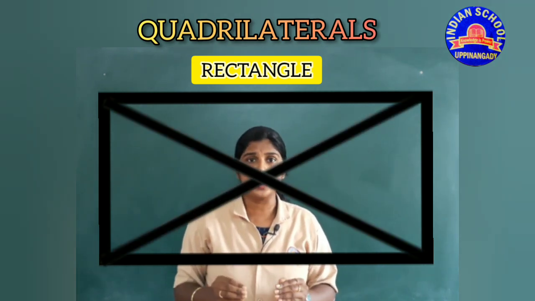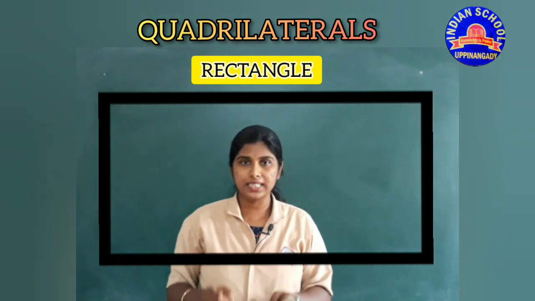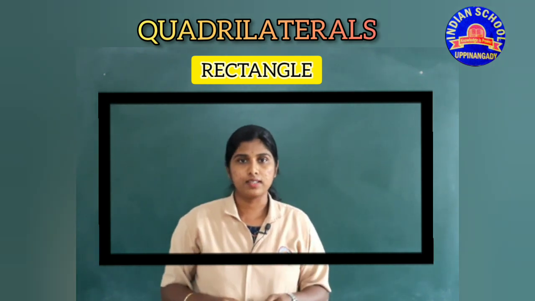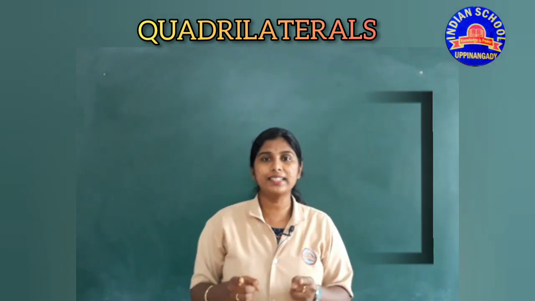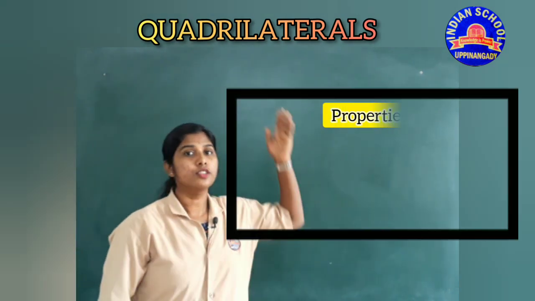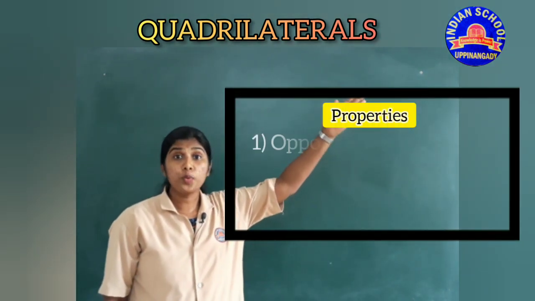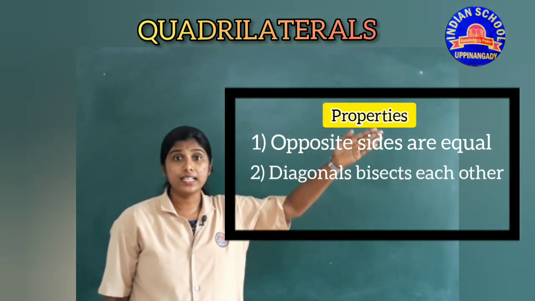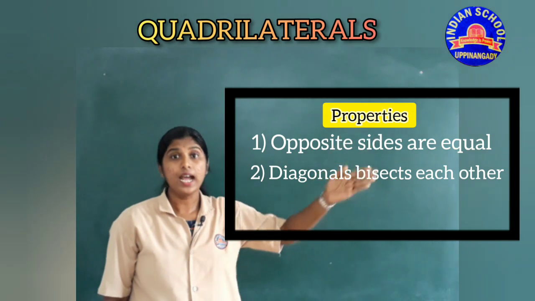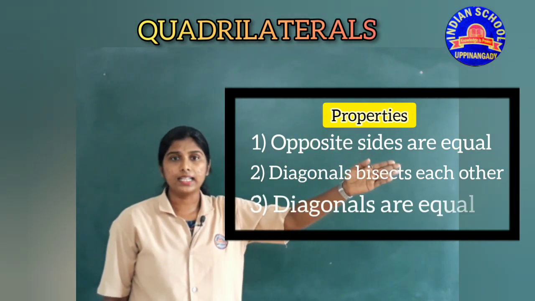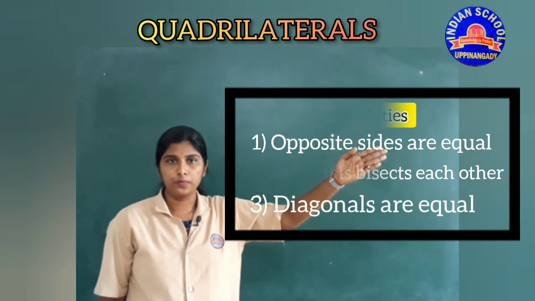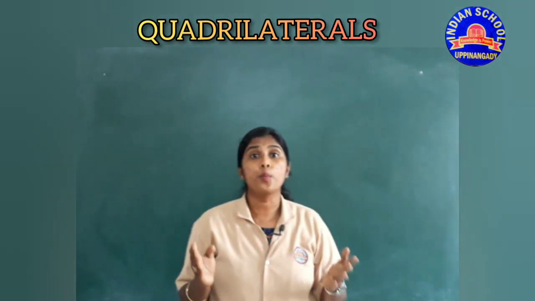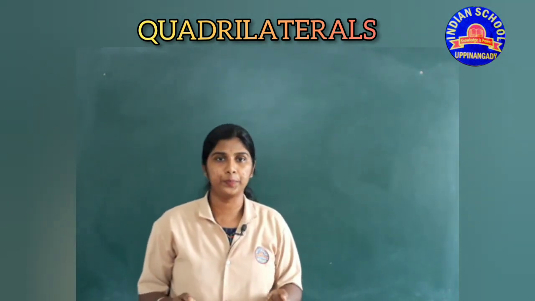So dear students, let us point out these properties. The properties of a rectangle are like this. The first property, their opposite sides are equal, the second property, diagonals bisect each other, and the third property, diagonals are equal. So these are the properties of a rectangle.